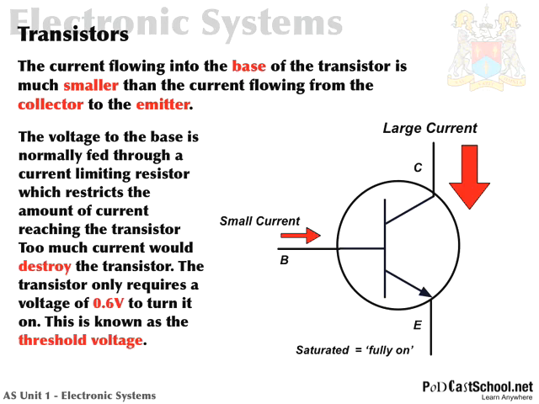I'll just read this through. The voltage of the base is normally fed through a current limiting resistor. So there'll be a resistor in here, which restricts the amount of current reaching the transistor. Too much current would destroy the transistor. The transistor only requires a voltage, as I've said before, of 0.6 volts to turn it on. This is known as the threshold voltage. That's important, and this 0.6 comes up time and time again.